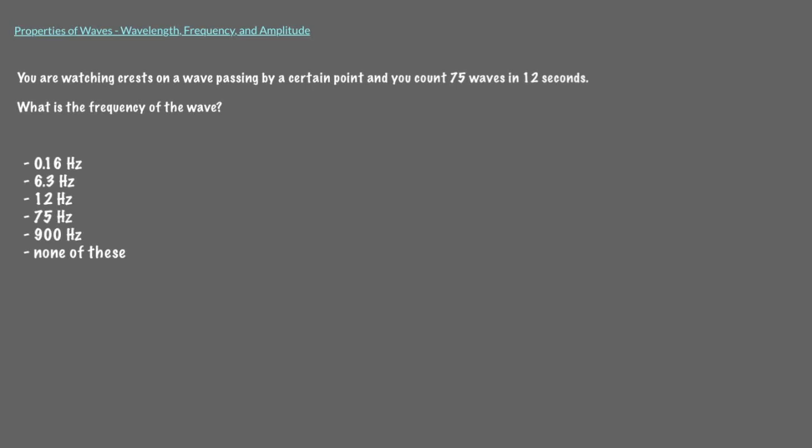You are watching crests on a wave passing by a certain point, and you count 75 waves in 12 seconds. What is the frequency of the wave? That's right, there are 75 waves in 12 seconds, but we don't write waves. So that's 75 per 12 seconds, or 6.25 1/seconds, which is 6.3 hertz to the two significant figures in the problem.